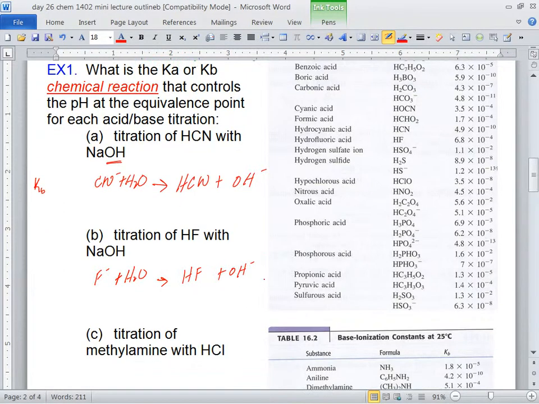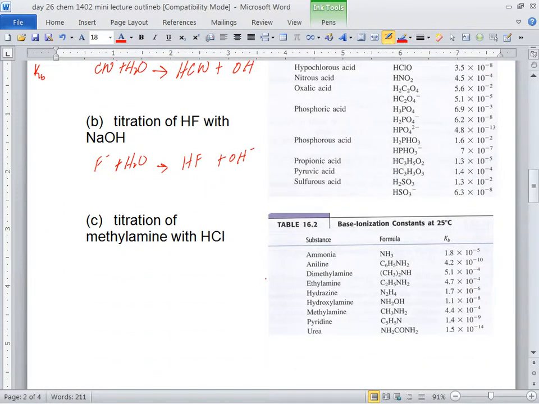I think one more here. Now I'm trying to confuse things here, Enrique, because remember, you have all these tables. You've got these weak base tables. You've got these weak acid tables. So here's another one. Titration of methylamine with HCl. A Ka or a Kb reaction?